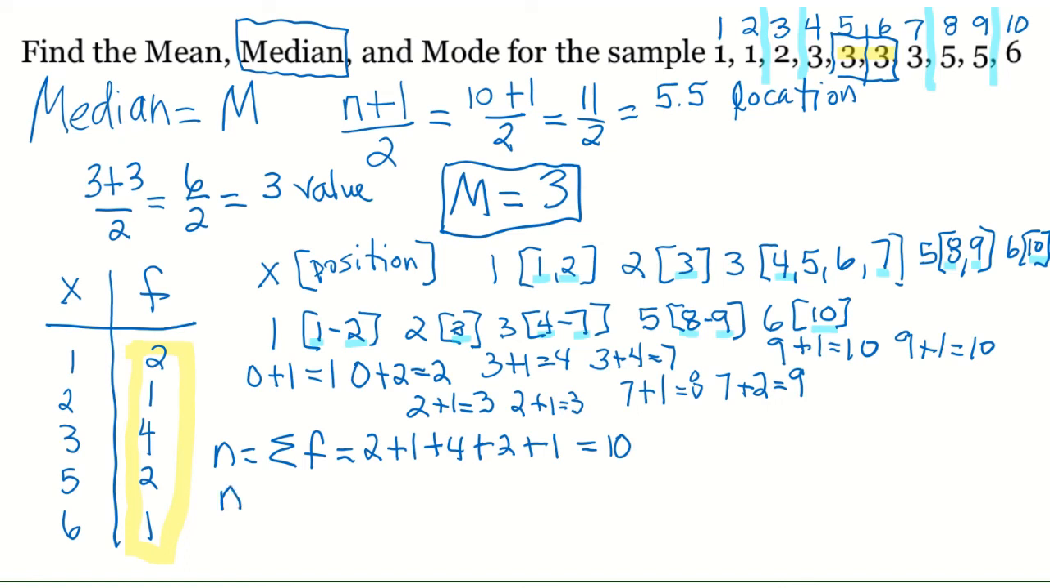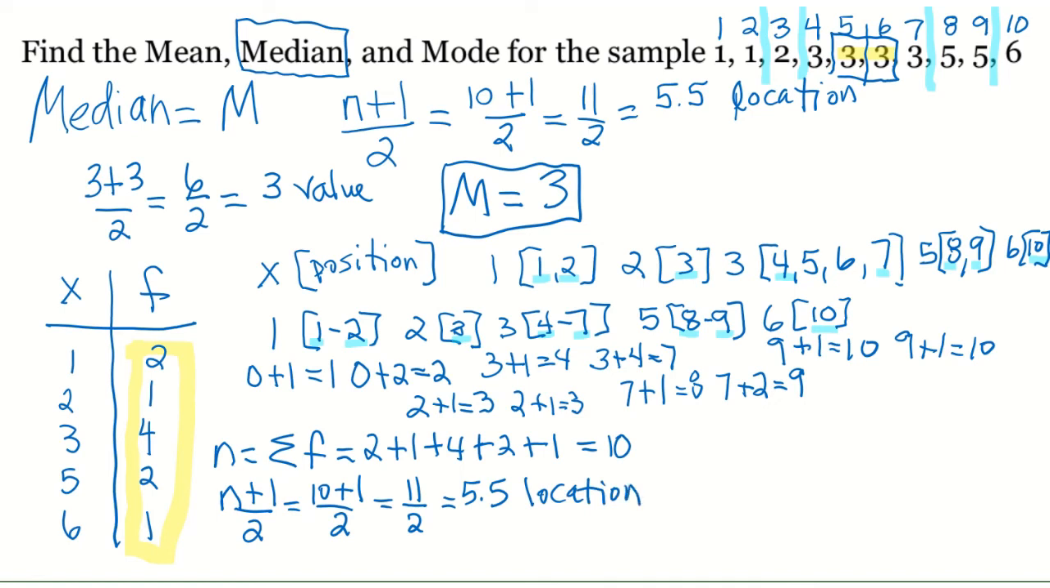Now that we've got the sample size from our frequency table, we're going to take our n plus 1 divided by 2. So that's 10 plus 1 divided by 2 equals 11 divided by 2 equals 5.5. So once again, this is the location.